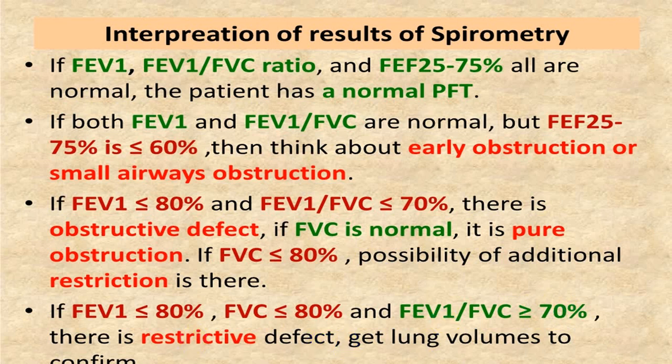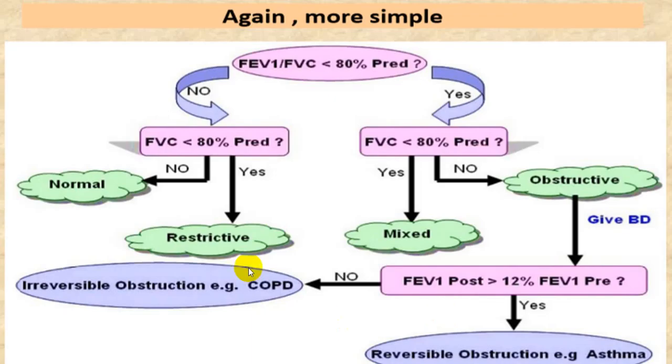So try to look at the ratio, FEV1 and FVC. If the ratio is less than 80, meaning yes, this will be more in favor of what we call an obstructive pattern. To find out if it is purely obstructive, you look at the FVC. If FVC is less than 80, it will be a mixed disorder. If FVC is normal, it is straightforward in favor of an obstructive element.